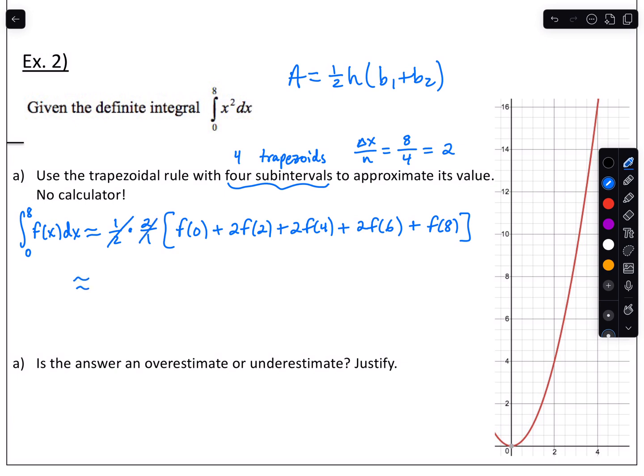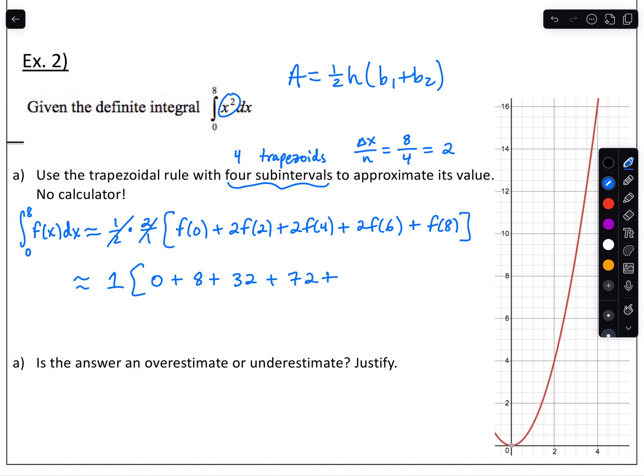And then just going down the line, if I plug in, maybe I'll put 1 on the outside just to emphasize it. If I take 0 and dump it into the function, again, the function is just x squared. I'm going to get 0 plus 2 times 2 squared, which is 2 times 4, which is 8, plus 2 times 4 squared, which is 2 times 16, 32. Going down the line, 6 squared, 36 times 2, 72. And last but not least, just 8 squared, which is 64. If you take a moment to add all these up, you'll get something like 176.